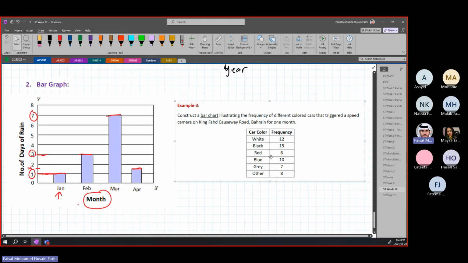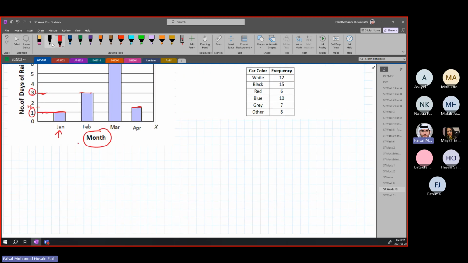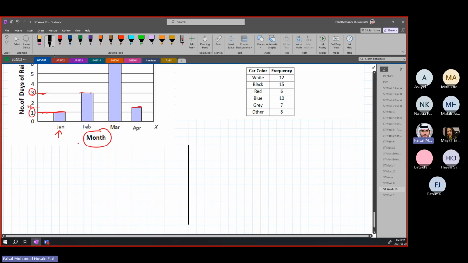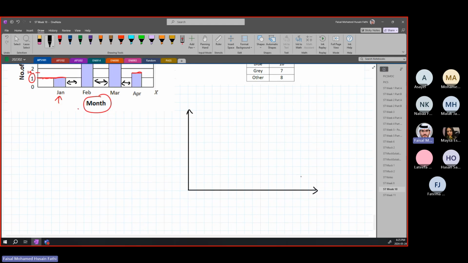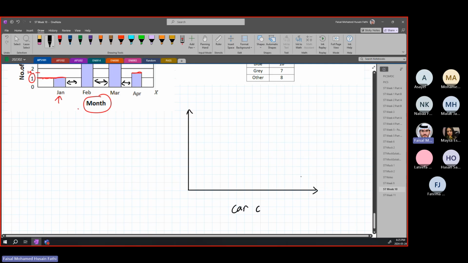How about constructing a bar chart? Again, it's very similar to a line chart, but the shape is going to be slightly different because now you're dealing with bars instead of a line. The first thing you should notice in bar charts is that there's going to be spacing in between them. These are equally spaced from each other. They're not going to be connected to each other in a bar chart. The first thing we notice here is the car color. This is going to be our x-axis.